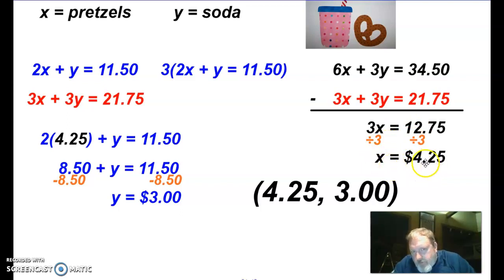Now that we have x, we can plug that back in. You can use either equation. I plugged it into the top one. I did that because you have 1 y here, so we won't have to divide. So 2 times 425 is 850. Subtract the 850, and it's $3 per soda. So $4.25 for a pretzel, $3 for a soda. I'm assuming that's a small one. And for some reason, you don't have refills at this particular theater, but there's your price for the pretzel and the soda.